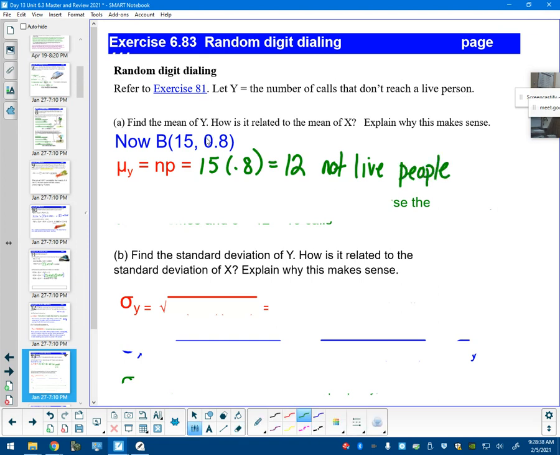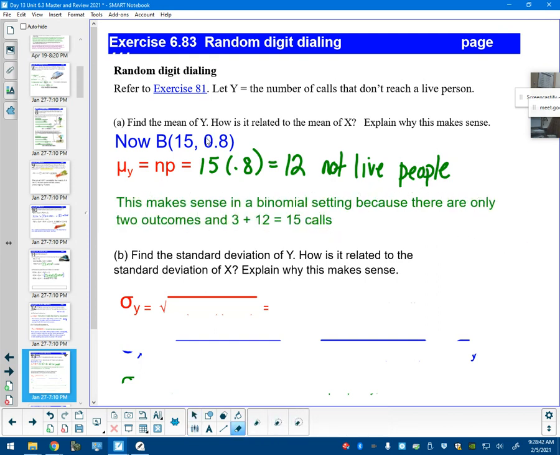And that kind of makes sense because the last time we had the answer 3. And so if you're either going to get somebody to talk to or not, then that makes sense that 12 plus 3 adds up to 15.